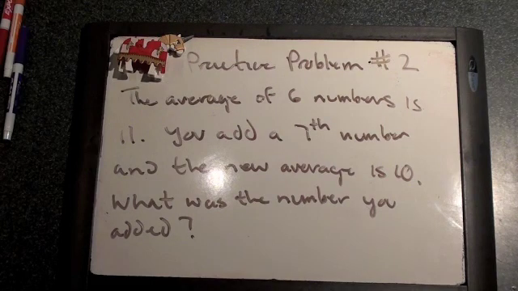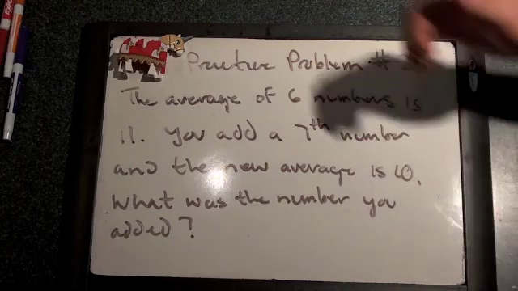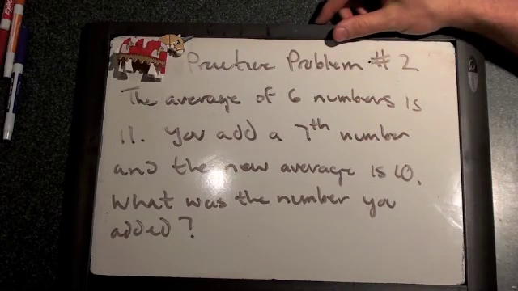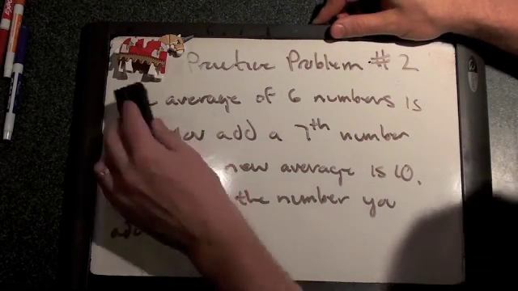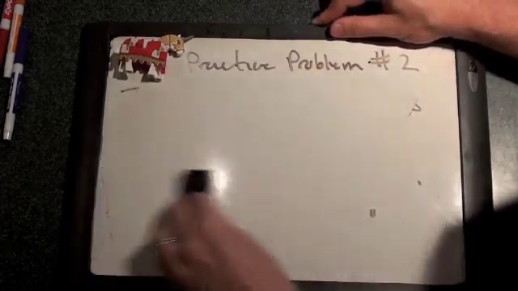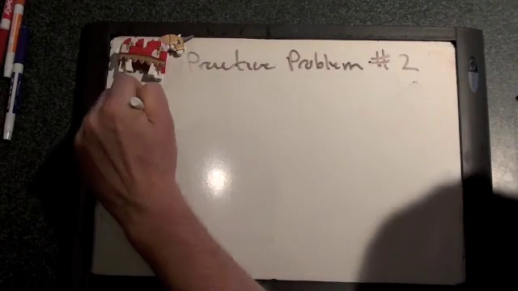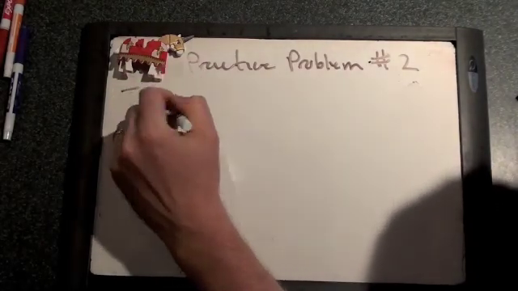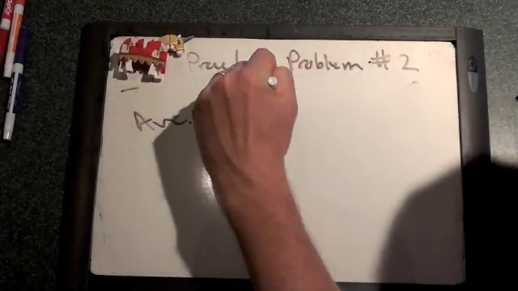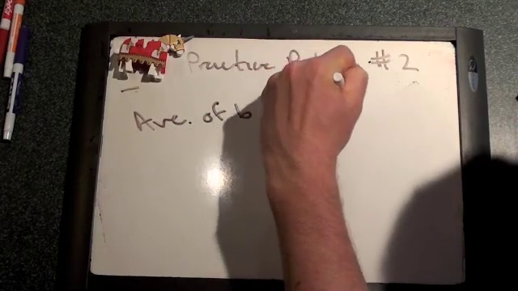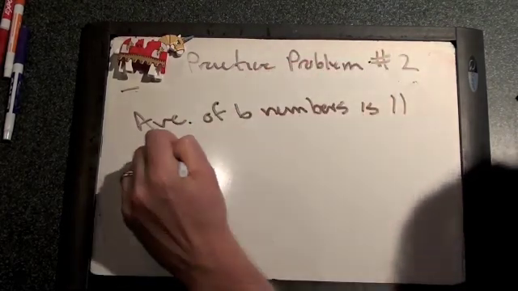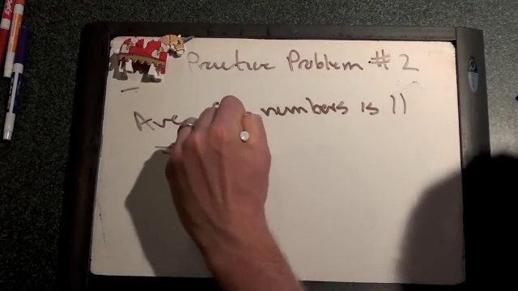Do you remember average? All you do is you add the numbers together and then divide by that number. So you add all your numbers together and you divide by 6, and the average was 11. So what does that mean the first set of numbers added up to? 66. I'm going to write average of 6 numbers is 11, so that means they add up to 66.